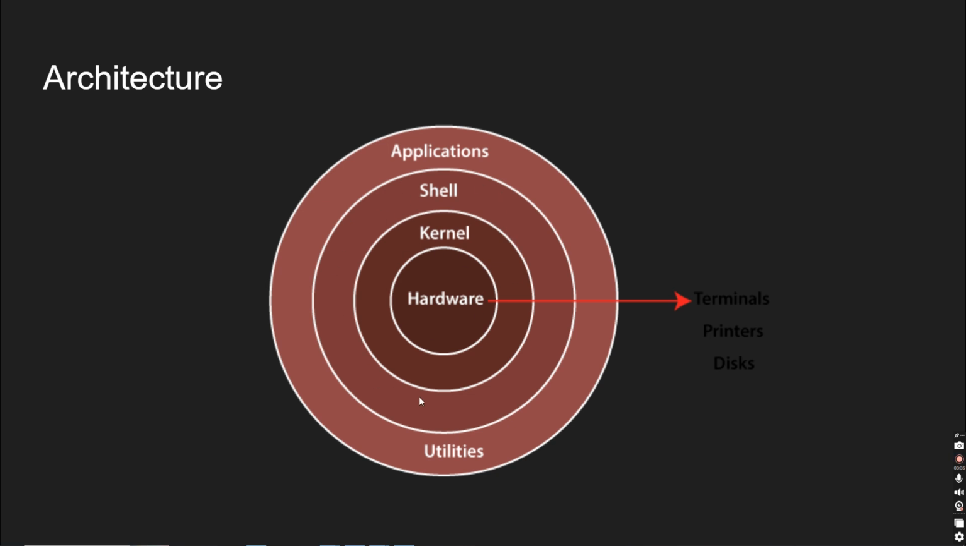Then on top of that we have a shell. This is the interface for humans. For us to interact with the Linux system, we use the shell. People use the GUI as well as the terminal. The shell accepts commands, so most of our commands will go through the shell.